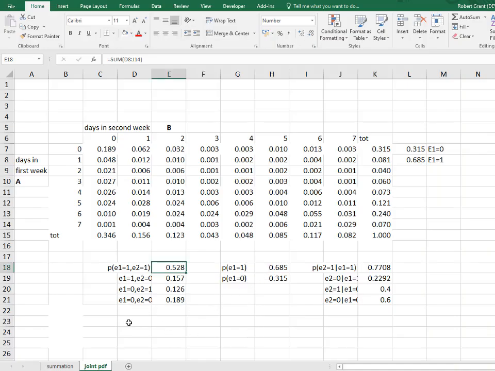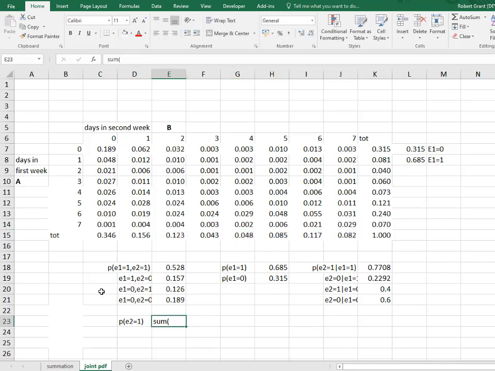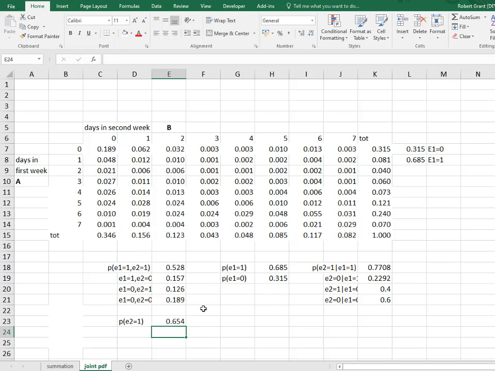If you haven't yet worked it out, instead of these margins, it's these marginal probabilities. So it's all the marginal probabilities except for 0. So that's the probability they got some sort of job in the second week. Interesting. So put an equal sign. There we go. 1.654.